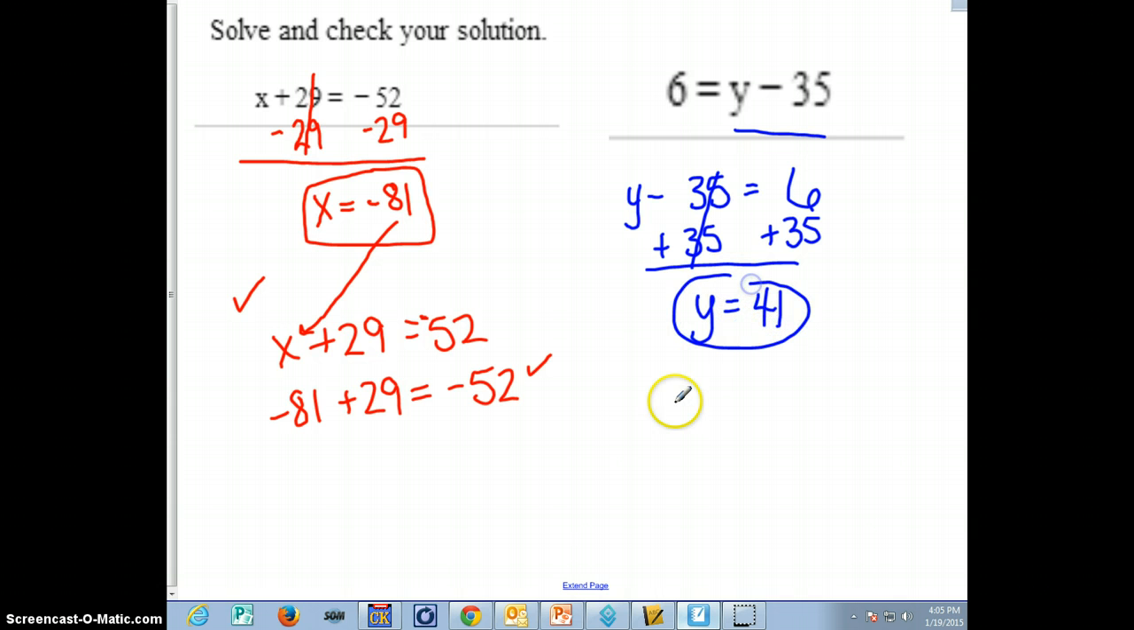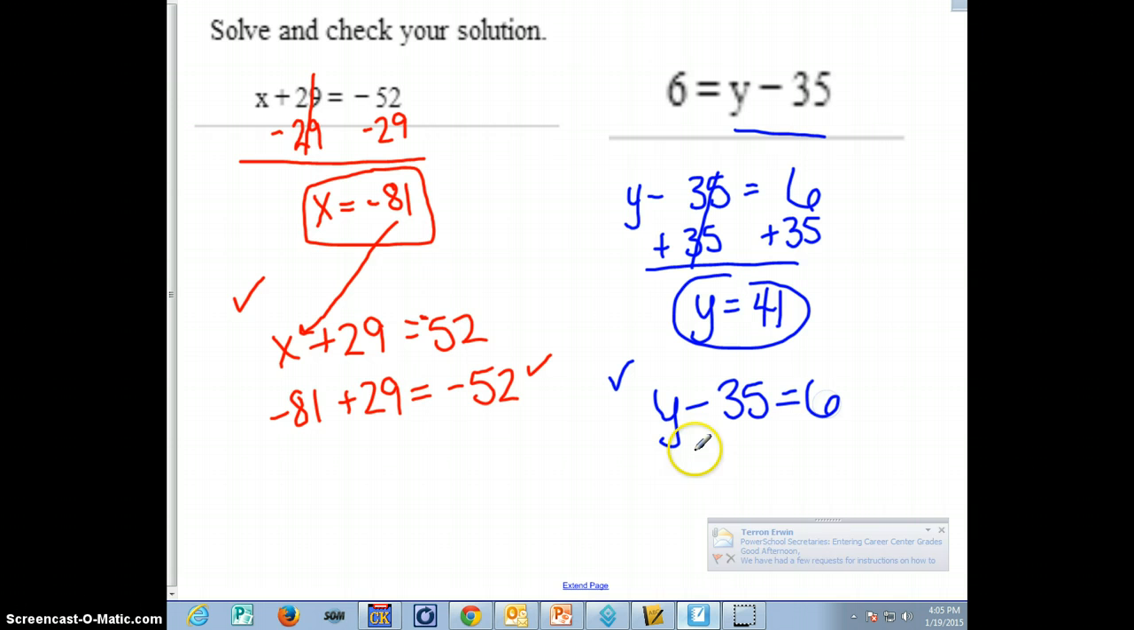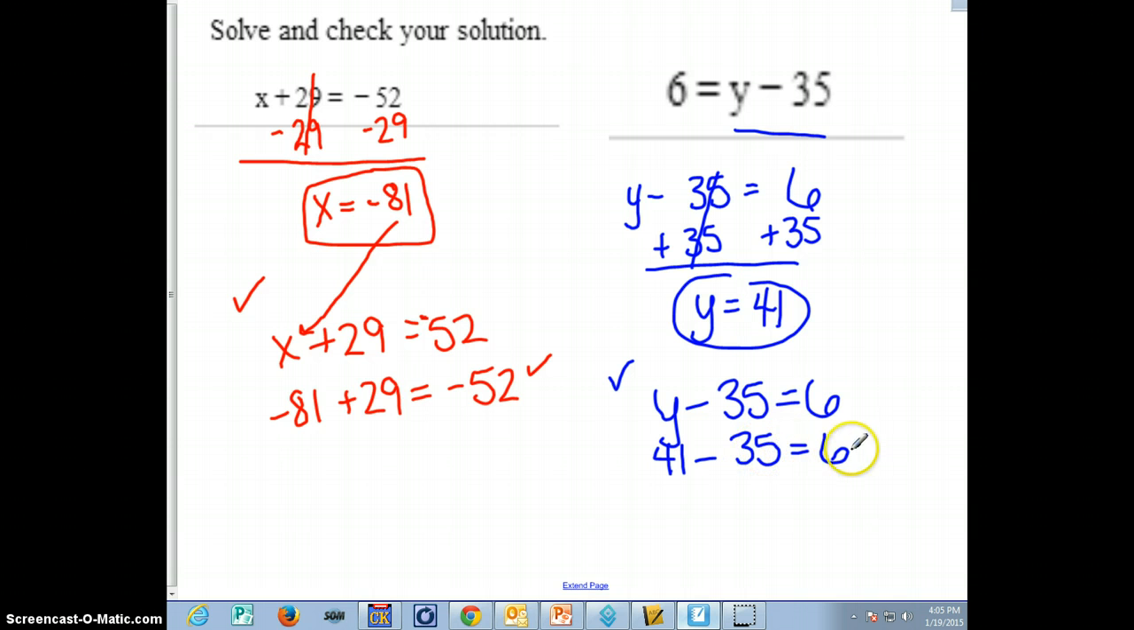Now if I've done this right, when I want to check it, I'm going to put a 41 in here. And 41 minus 35 better give me 6, or I know I've done something wrong.